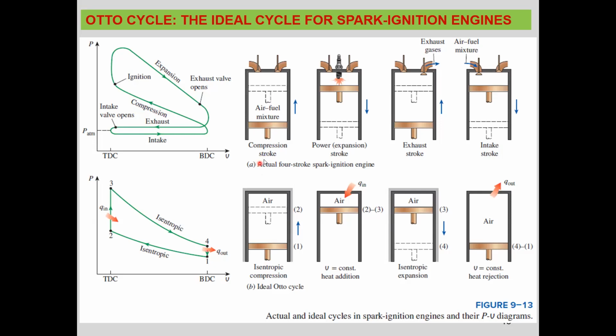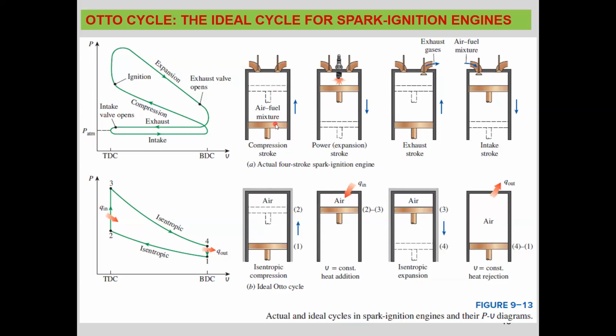This is the first one, the actual 4-stroke spark ignition engine and the compression stroke. The piston goes from bottom dead center to the top dead center. Can you see the red pointer? From bottom dead center to the top dead center, this is the compression stroke. Thank you for your answers.